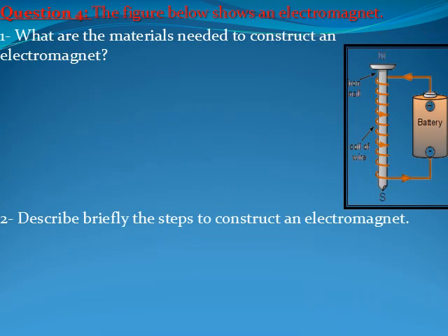Moving to question number 4. Question number 4 is talking about an electromagnet. This figure shows an electromagnet. Question number 1. What are the materials needed to construct an electromagnet? What do we need here? First, we need an iron nail. Second, we need copper wire. And we need a battery, or dry cell.